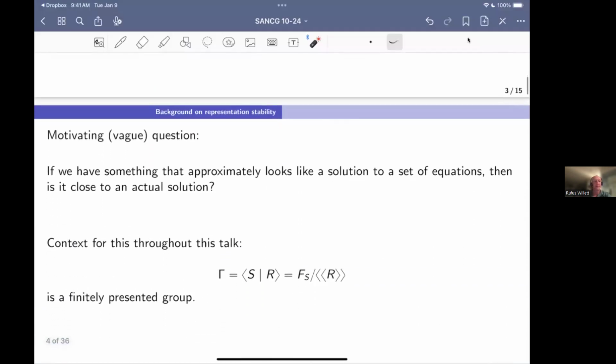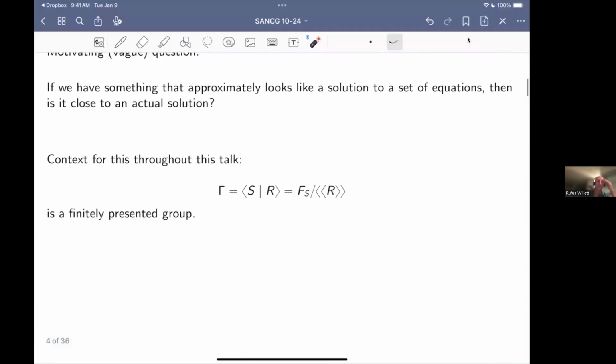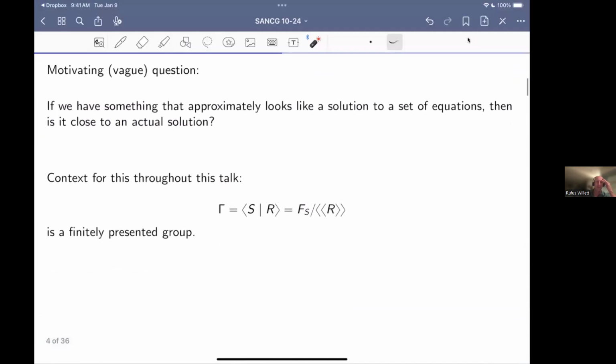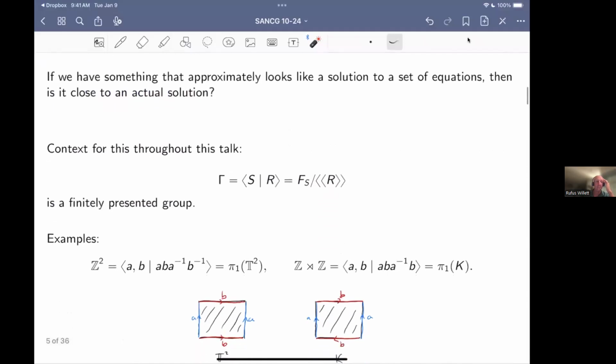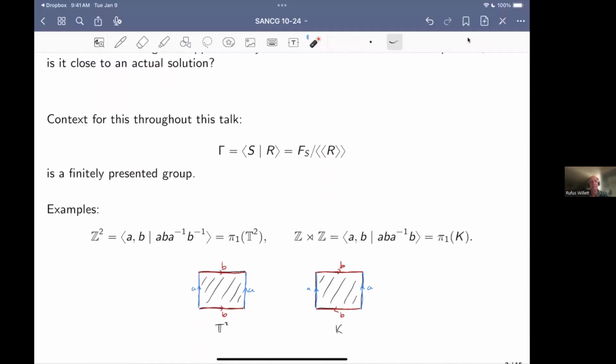I'll come from finite presentations of groups. So the context will be a finitely presented group. That means I have a finite set S of generators and a finite set R of relations, and the group will be the free group on the set of generators quotiented out by the normal subgroup generated by the relations.